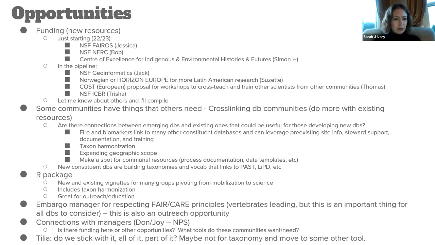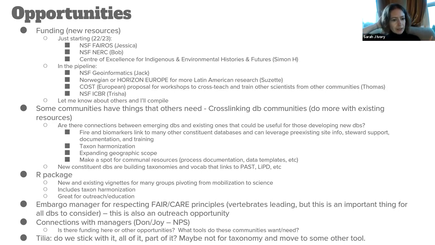And then one other really cool opportunity is that new constituent databases are building their taxonomies and controlled vocabularies in order to link with these other resources like PAST and LIPID. And so that is a super powerful thing for them.